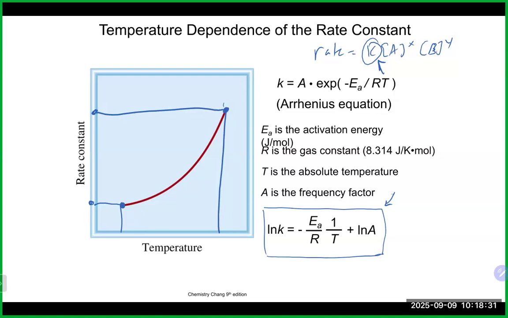So temperature plays a direct role in that. And typically, for a lot of reactions, if you increase the temperature by 10 degrees Celsius, you will often see a doubling of the rate of the reaction.